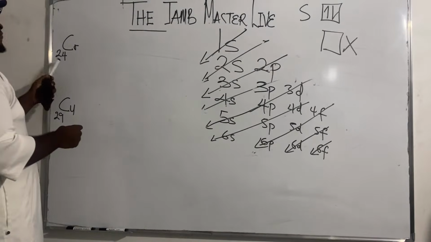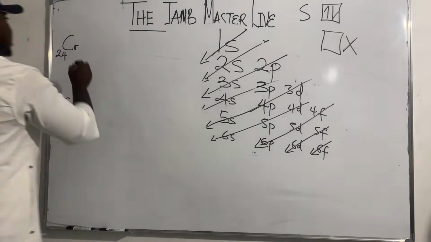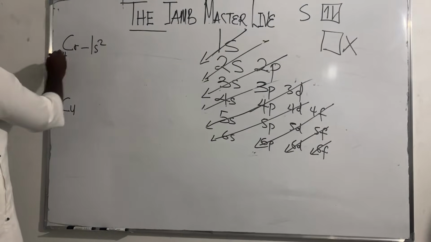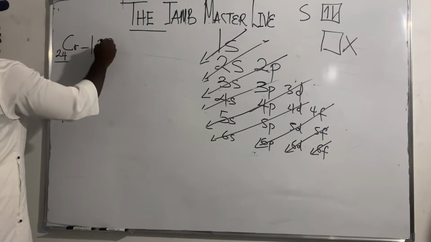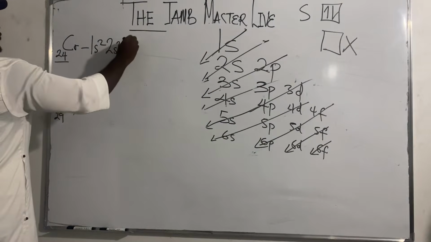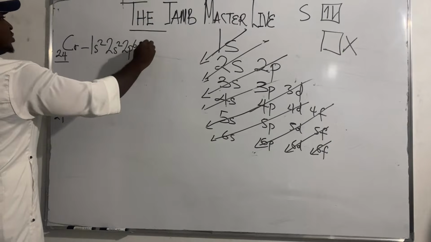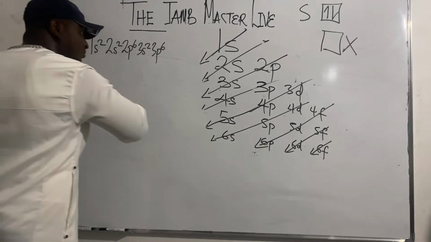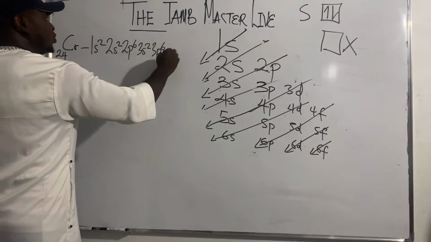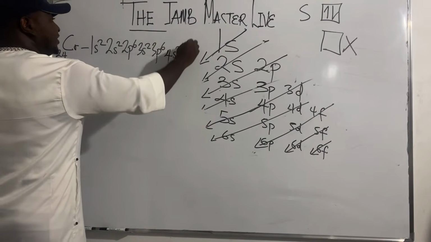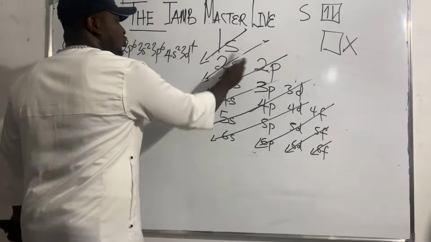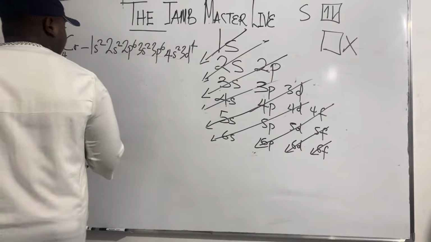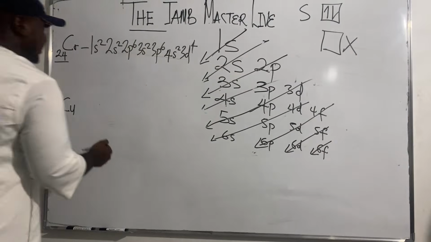Let us write the SPDF configuration for chromium, class. From the lowest energy level, don't forget, 1s2. We are going to 24. Chromium is 24. 2s2, 2p6, 3s2, 3p6, 4s2, 3d4. Because after 1s is 2s, after 2s is 2p, 3s, 3p, 4s, then 3d is next. If you're looking at the arrow, the energy level, 3d is next.